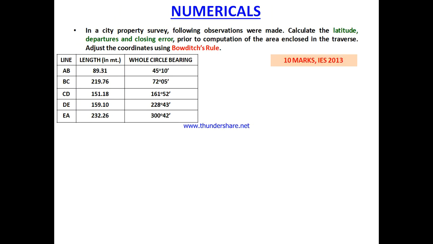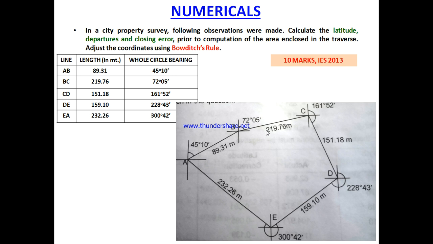So now coming to the numerical, these are the lengths of the traverse lines AB, BC, CD, DE, EA, and this is the whole circle bearing of the traverse lines. With the help of this whole circle bearing, our first task to solve this numerical is to plot the traverse. So we will plot the traverse in this manner.